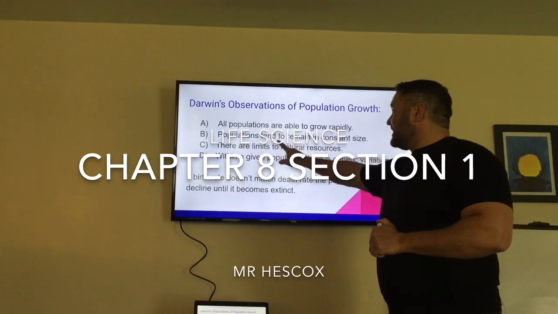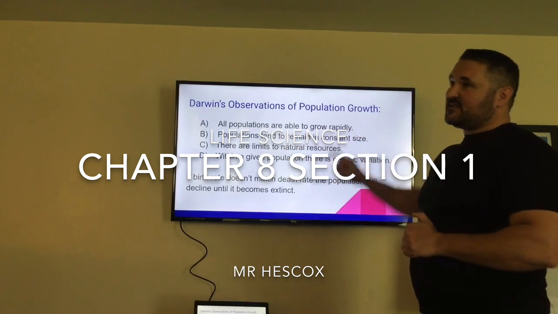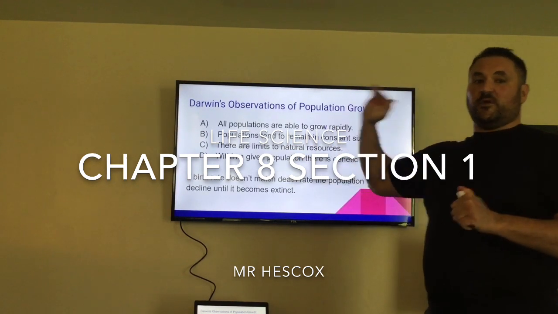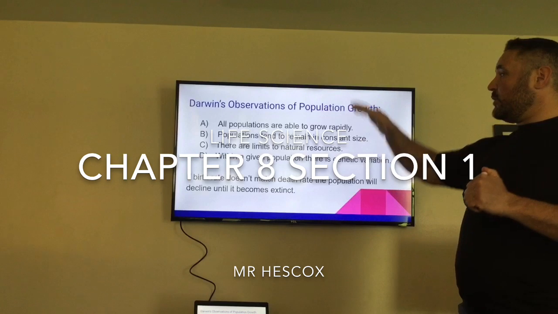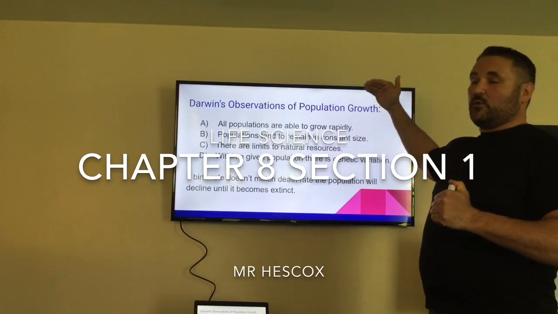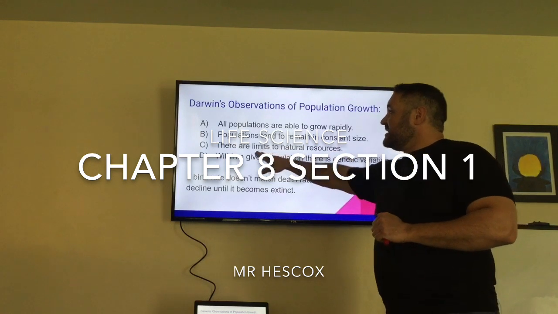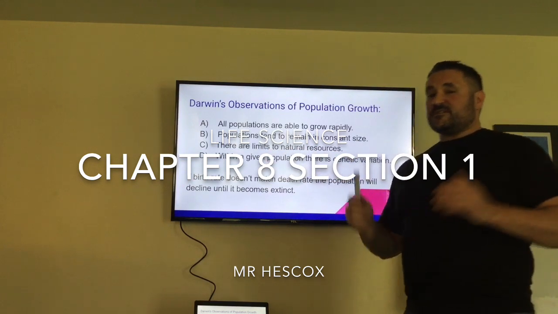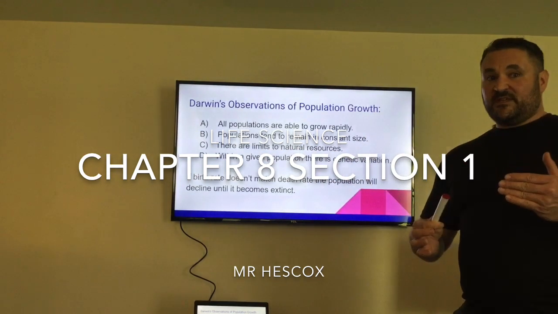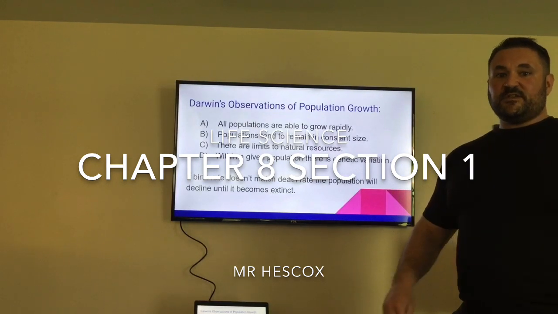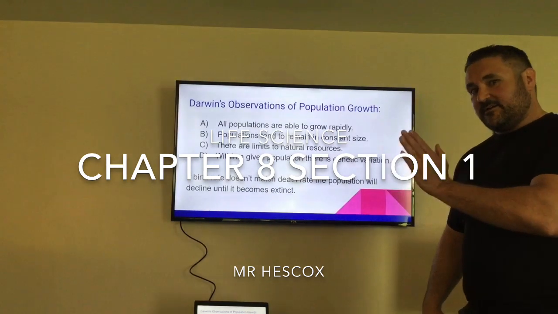He said that populations will tend to remain in a constant size. When they're done with that rapid growth, they will hit a point that we call the carrying capacity where they will level off and stay at around that constant size. There are limits to natural resources. This was Darwin's premise on competition. There are only so many pieces of pizza to go around.